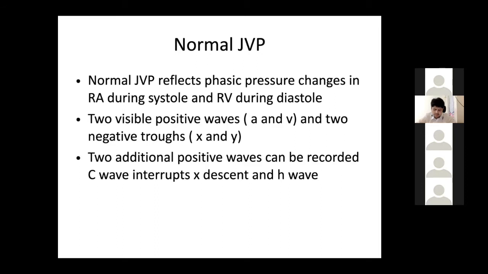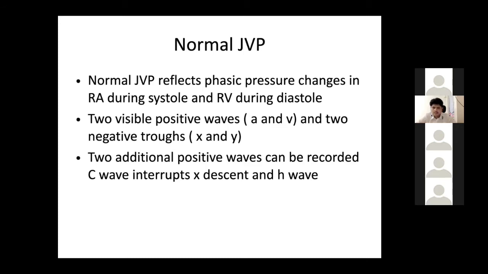Now coming to a normal JVP. As I already told you, it reflects the phasic changes in the RA during systole and the RV during diastole. Actually there are three waves, but because the C wave is not appreciated, there are two positive waves. Positive waves mean they come outward. You can see a pulsation which is outward, and the negative are troughs, that is X and Y descent. Why are they called descents? Because they are negative, they go inward. So positive waves are A and V, and the negative waves are X and Y descent.